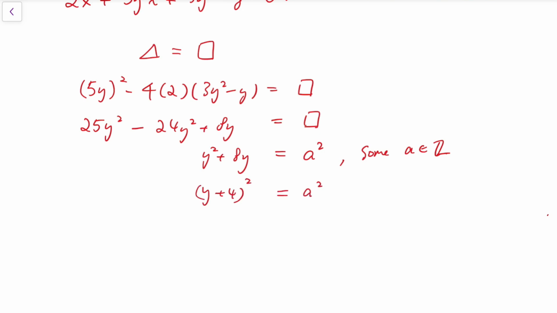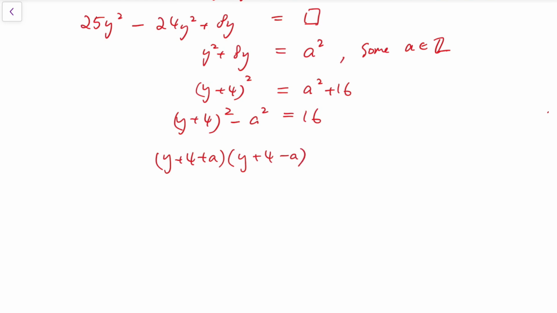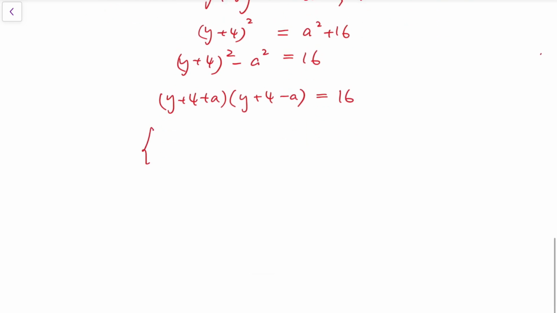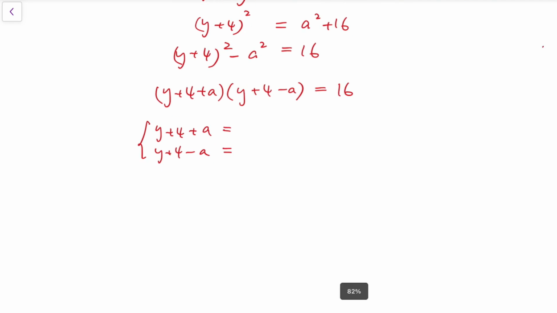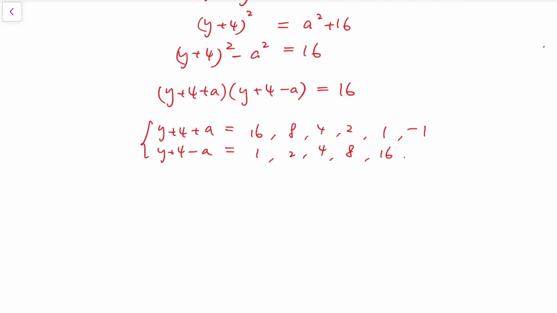So again, we can complete squares, and we have difference of squares again. It's just that this time we obtain this differently. And that means either the sum of y plus 4 and a, I should say both the sum and the difference is a factor of 16, the product equal to 16. So we can set up a system of equations, and of course negative factors as well.